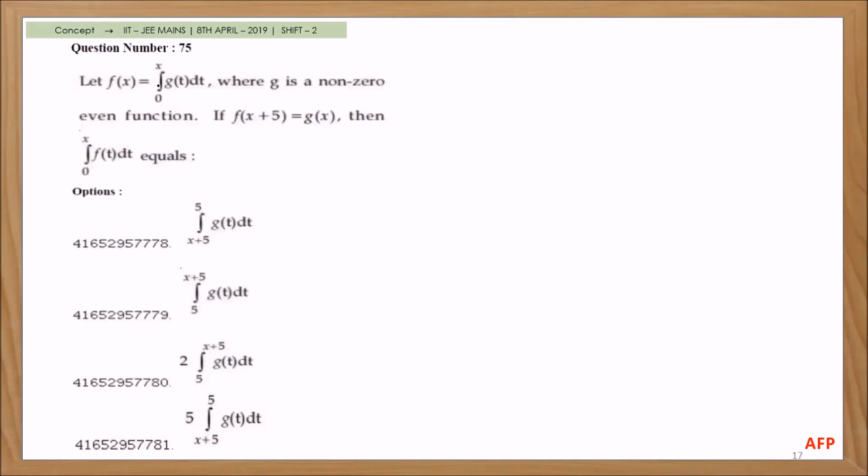Next problem, let f of x is equals to integration 0 to x g of t dt, where g is a non-zero even function. If f of x plus 5 is equals to g of x, then integration 0 to x f of t dt we are supposed to find. So in this case we shall first of all use the property, the first point. So f of x is integration 0 to x f of t dt. Okay, when you differentiate with respect to x, so f dash of x is equals to g of x.